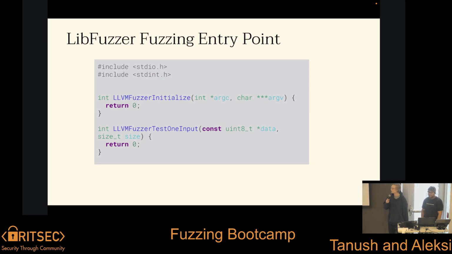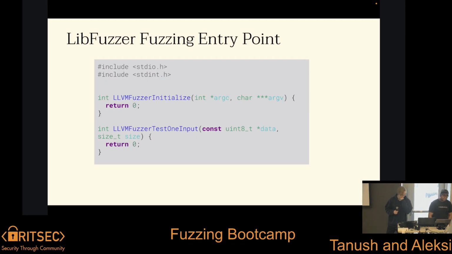LibFuzzer. This is an example right here, and the next slide will be two examples of persistent fuzzing modes, for LibFuzzer and then AFL++. LibFuzzer was on the previous slide, and it's an in-process coverage-guided fuzzer. Like I mentioned, traditionally a fuzzer has to fork and exec a new process for every single test case or input. However, this example and the next one show persistent mode.